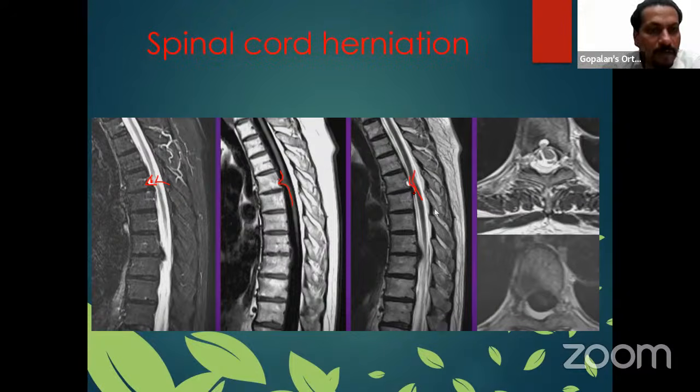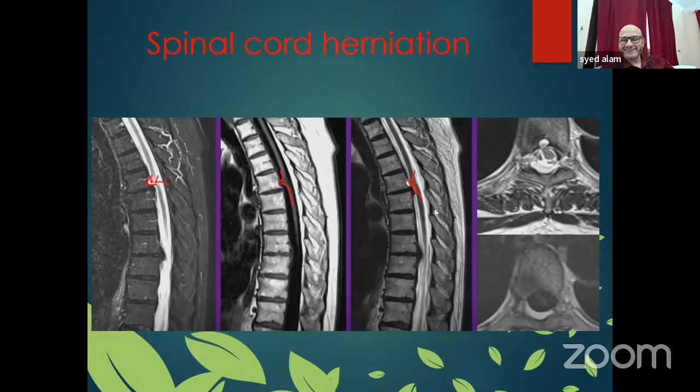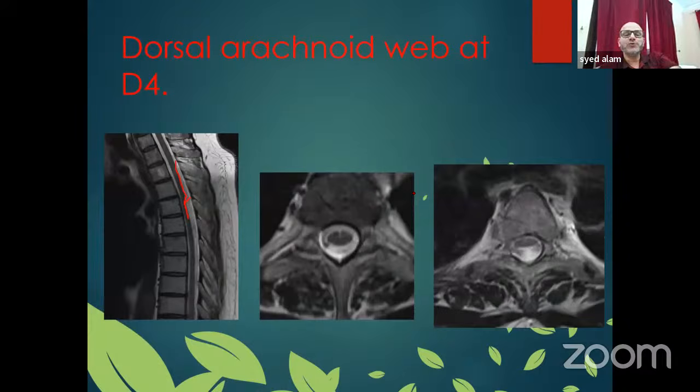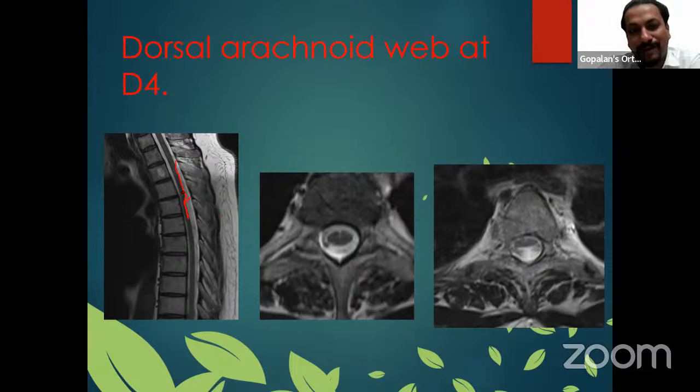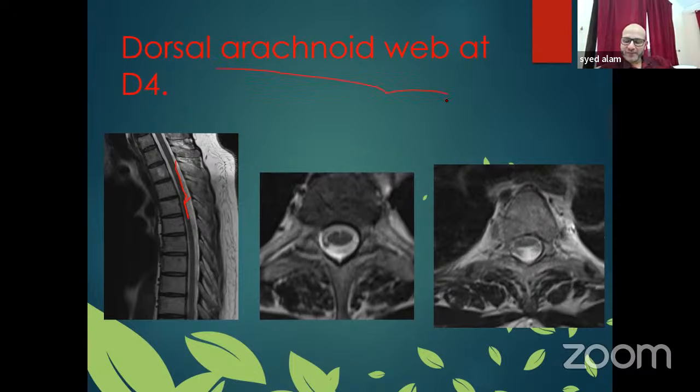Now, is spinal cord herniation symptomatic? That I don't know. Now, do you see it very commonly? I have seen these two with me. Normally the herniation is the other way, right? You have the disc herniating into the spinal cord. Now the spinal cord herniating into the vertebral body. I have two dorsal arachnoid web cases with me. Two. Okay, great.